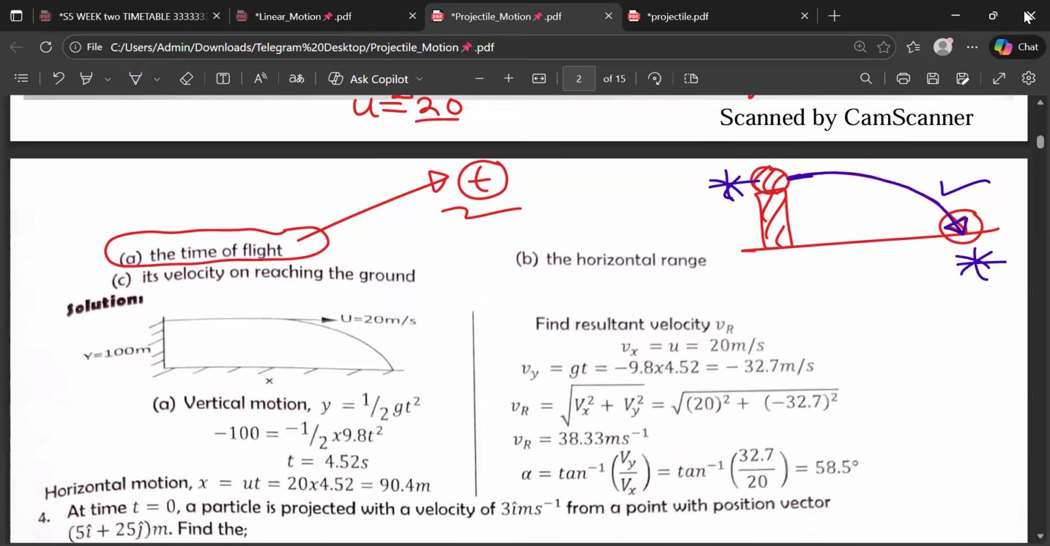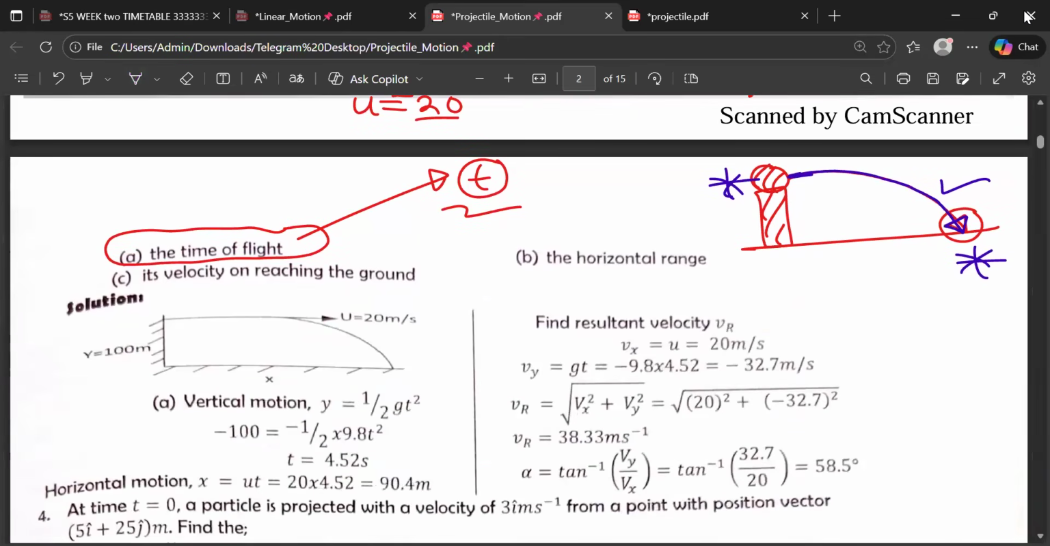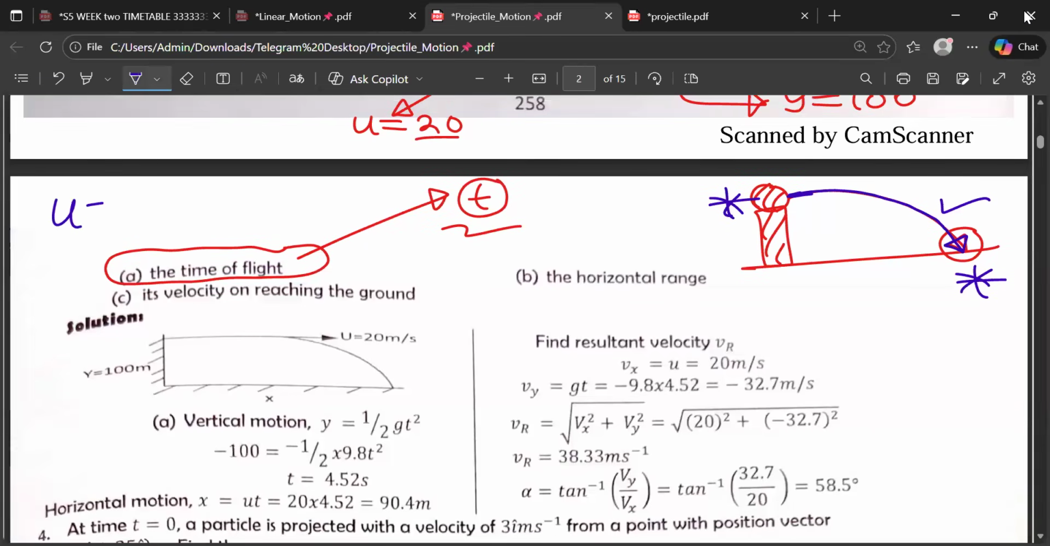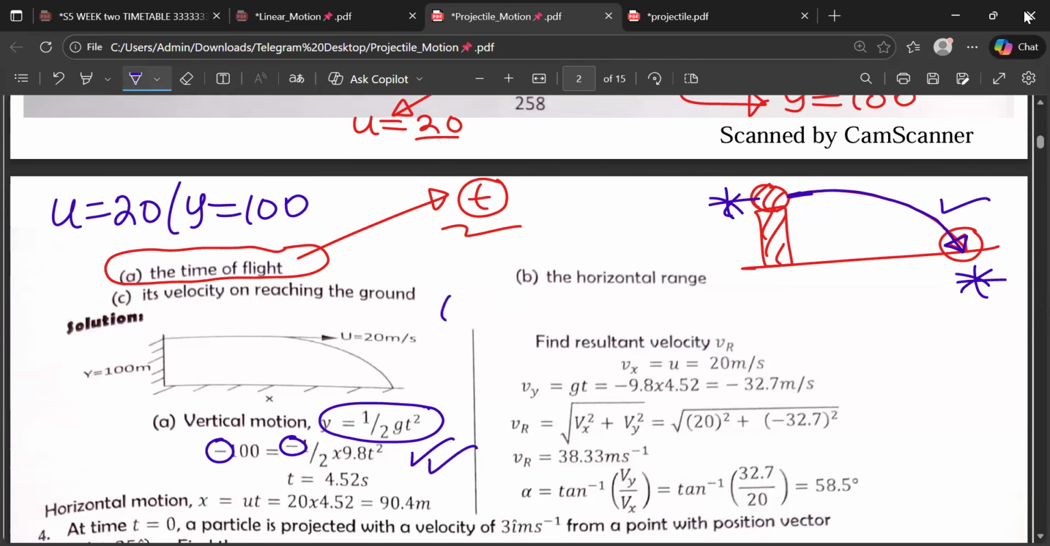Those ones don't exist. And I think you can see you have been given u as 20 and then y as 100, and they want time. So you just come and use this formula. Why they are having negative on both sides, I explained and I'm tired. So you now have the t.